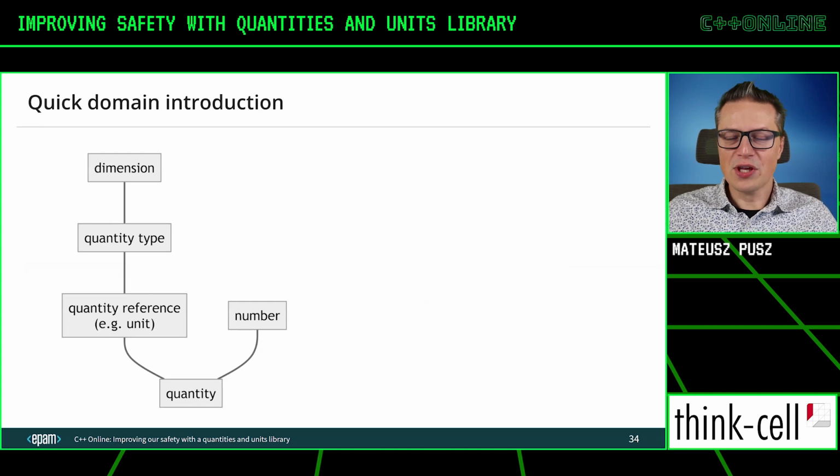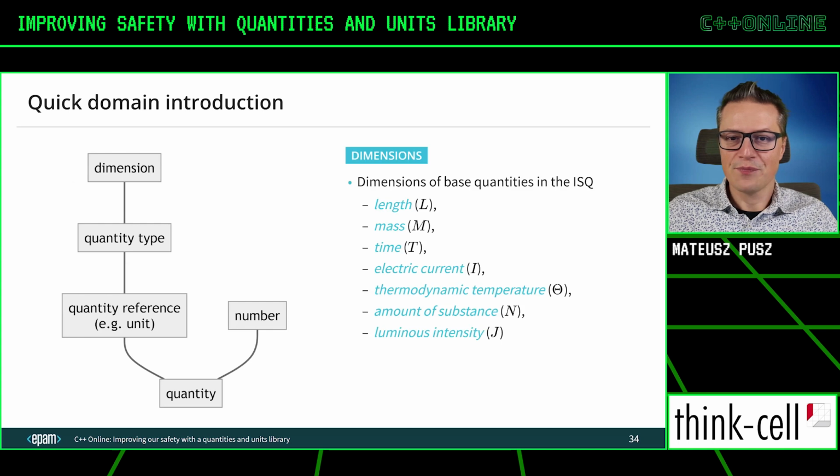And when we are talking about the domain, we are using different terms like dimension, quantity type, quantity reference, unit, quantity and number. And it's good to understand what they mean. A dimension basically is a dimension of one of the base quantities in ISQ: length, mass, time, electric current, thermodynamic temperature, amount of substance, luminous intensity. Those dimensions have unique identifiers assigned by ISQ. And this is what we have for dimensions.